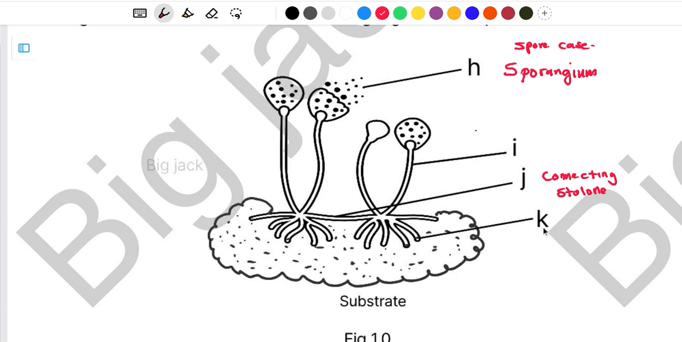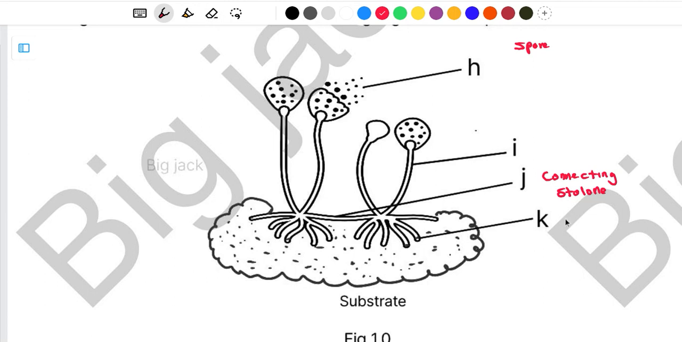Okay, so let me just say not the sporangium but spore case here, because the sporangium is the entire part here, the entire part, and then these are spores. Okay, so those are the spores. Yeah, you can just say spore.